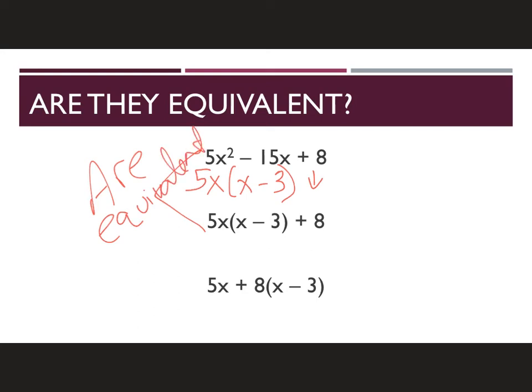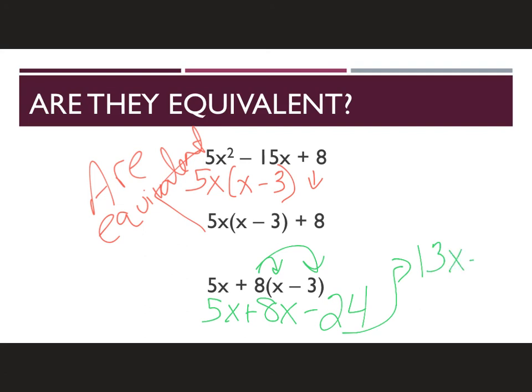What about this bottom one? Can I get from this to this? Well, it looks like if I use my distributive property here, I would have 5x plus 8x minus 24, which I could simplify to 13x minus 24, which is not the same. So this one is not the same. The top two are equivalent.